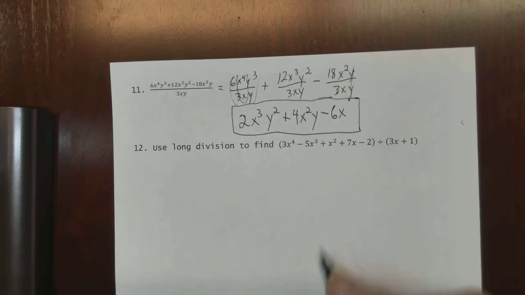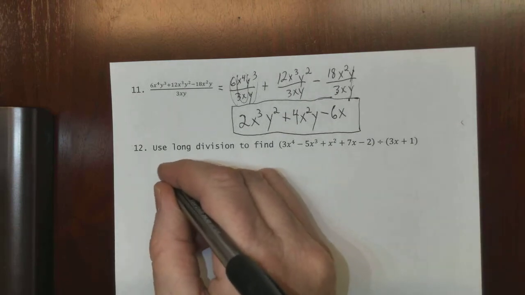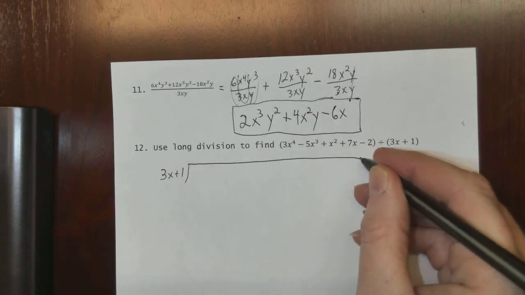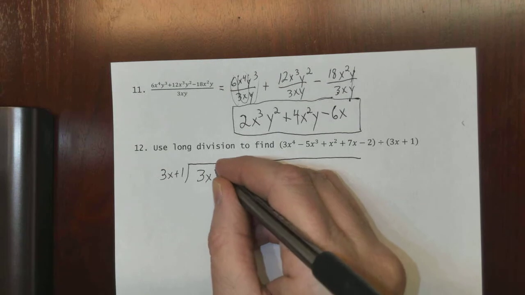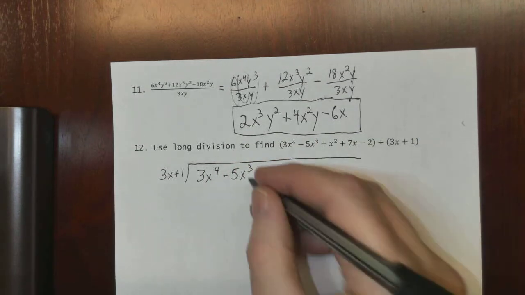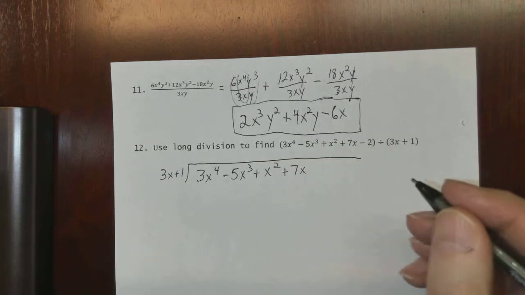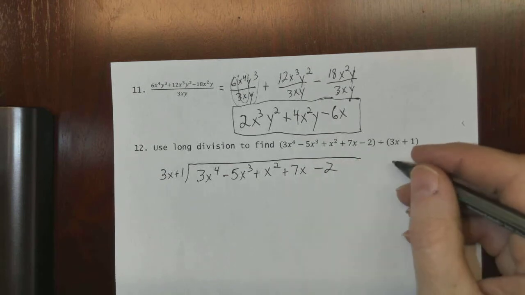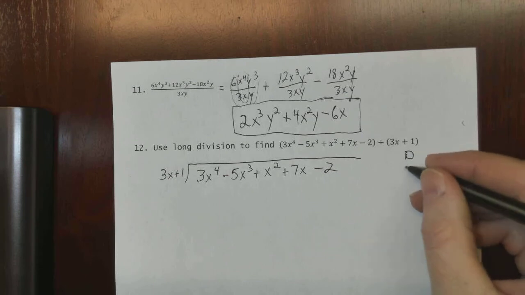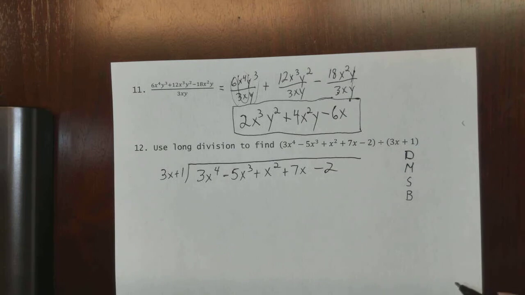Alright, this might be the long one of the bunch, but we're going to use long division. My divisor goes out here, 3x plus 1, and my dividend goes underneath, 3x to the 4th minus 5x to the 3rd plus x squared plus 7x minus 2. And if you recall, what did we say? Divide, multiply, subtract, bring down. We're going to follow those 4 steps each time.